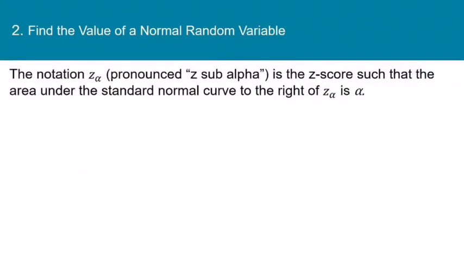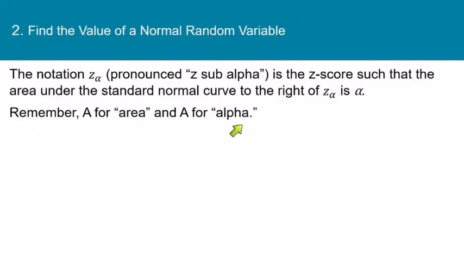Now I need to show you a new notation. This is a certain way of writing things, but if you don't know how the symbols are being used, it's not obvious to you what's going on. So sometimes you'll see a z-score with a subscript on it. When we see it written like this, we say z sub alpha. The sub is short for subscript. So z sub alpha, that little Greek letter is the lowercase alpha. And whenever you see it written like this, what they mean is that's the z-score such that the area under the standard normal curve to the right is equal to alpha. So remember, A for area and A for alpha. Alpha always stands for an area.